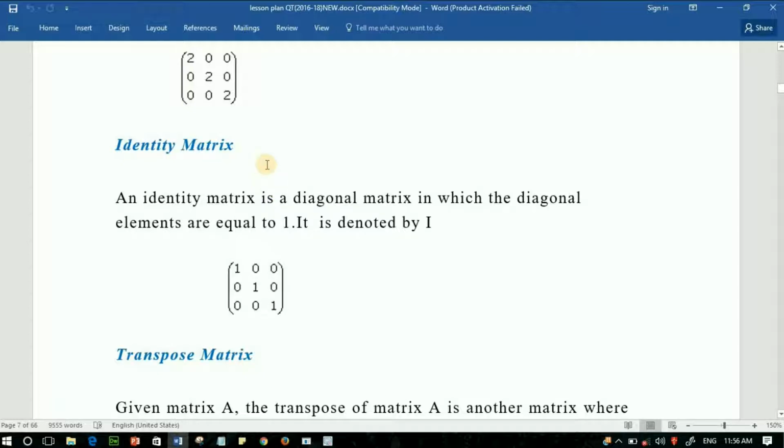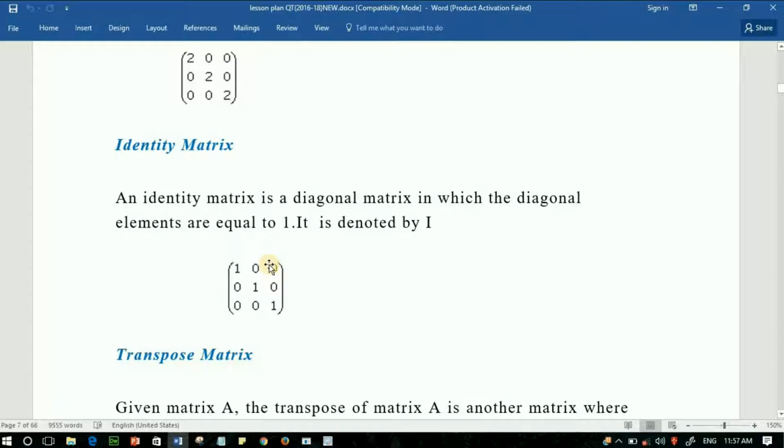Next is the identity matrix. An identity matrix is a diagonal matrix in which the diagonal elements are equal to 1. You can see the example 1, 0, 0, 0, 1, 0, 0, 0, 1. So it is a 3 by 3 identity matrix.